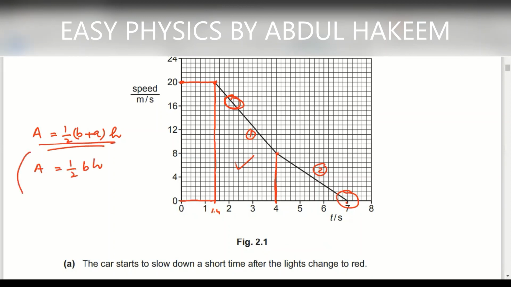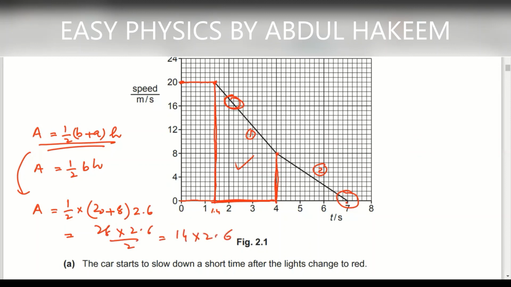Now for the trapezium area, 1/2 times the sum of the parallel sides. Look, this side is 20 and this parallel side is 8. So 20 plus 8. And the vertical height between these two is 1.4 to 4, so this is 2.6. So it will be 28 times 2.6 divided by 2, so 14 times 2.6. We will calculate it later. And then the area of the triangle, 1/2. The base from 4 to 7 is 3, and the vertical height is 8. 2 ones are 2, 2 fours are 8. So this area is coming 12.